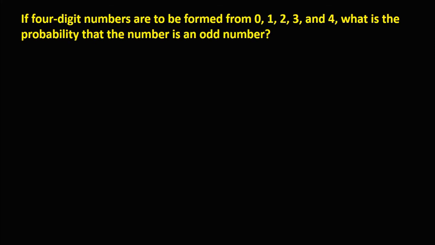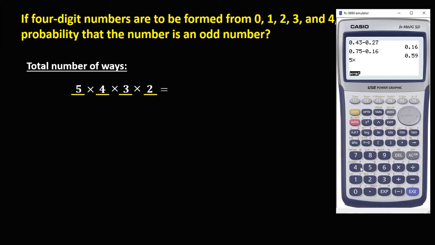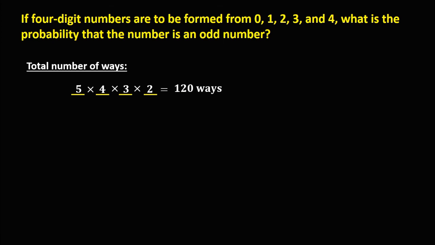Then for this problem, if 4-digit numbers are to be formed from 0, 1, 2, 3, and 4, what is the probability that the number is an odd number? So first, we need to compute the total number of ways to arrange these 5 numbers to form a 4-digit number. Since we have 5 numbers, for the first number we have 5 choices. Then since we use 1 for this number, the remaining numbers are 4, then 3, then 2. So just multiply all these numbers. So 5 times 4 times 3 times 2, that's 120. So there are 120 ways to arrange these 5 numbers to form a 4-digit number.